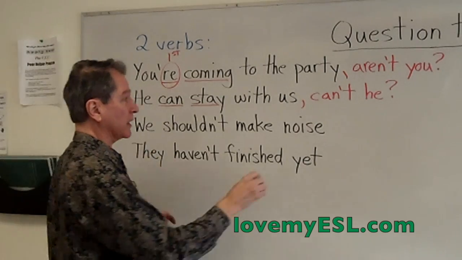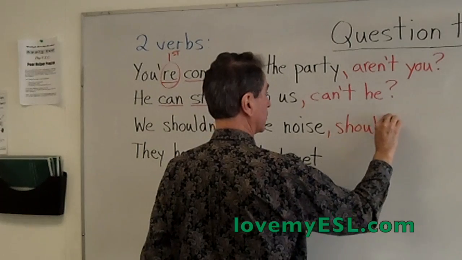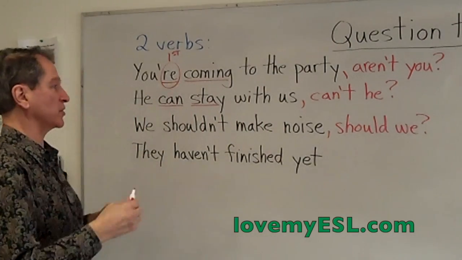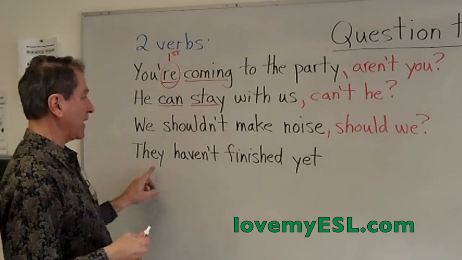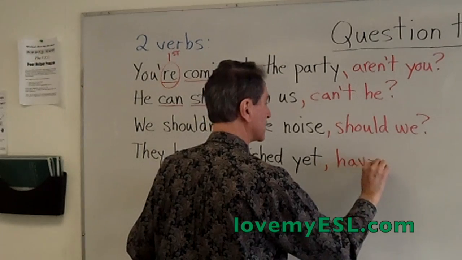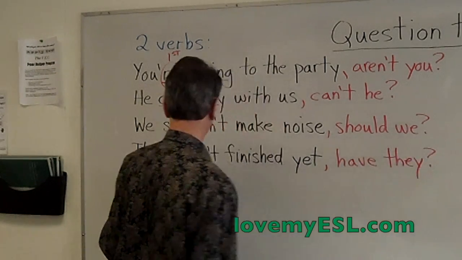We shouldn't make noise, should we? Should we? Makes it into a question. We shouldn't make noise, should we? And they haven't finished yet, have they? So this is present perfect here. The first verb is have, so I need to repeat that.